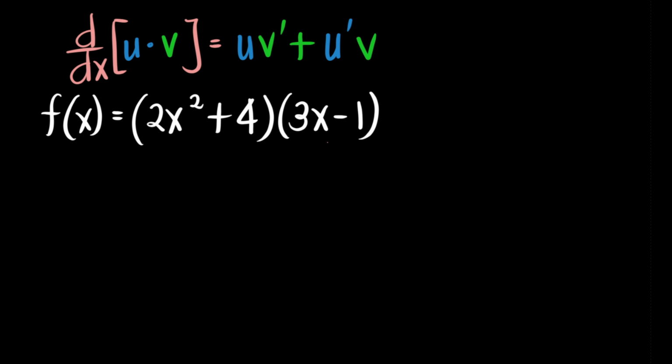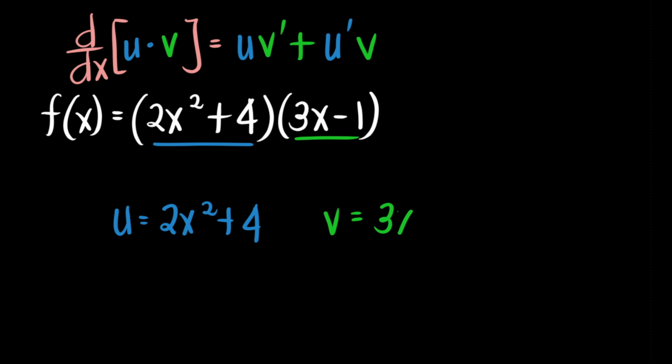First, we need to assume values for u and v. Now u is 2x squared plus 4, while v is 3x minus 1. What you want to do next is to derive these functions.